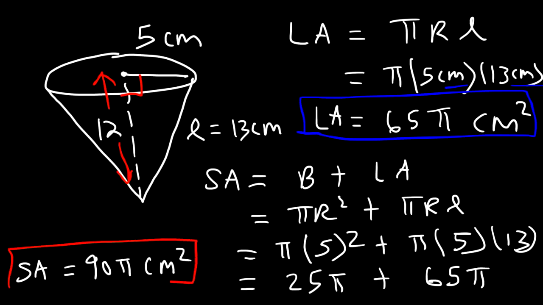So now you know how to find the volume, the lateral area, and the surface area of a cone. Let's work on another example.